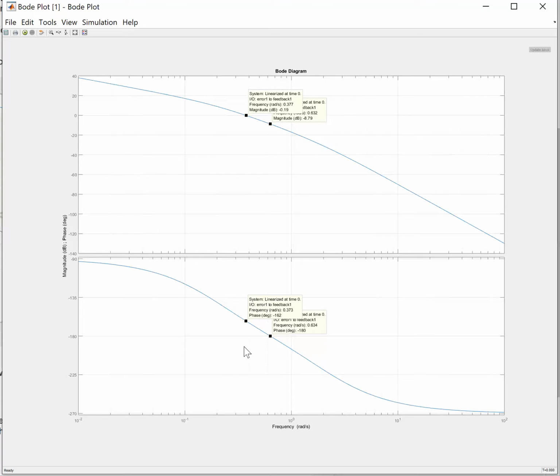And our guidelines say that 18 is not enough. We want 40 degrees of phase margin and 6 dB of gain margin. Now we have more than 6 dB of gain margin, so from the gain margin perspective, we're okay, but we also want to have that 40 degrees of phase margin.